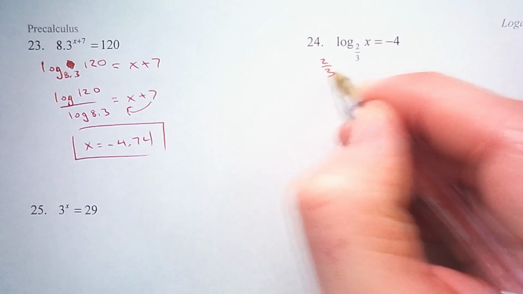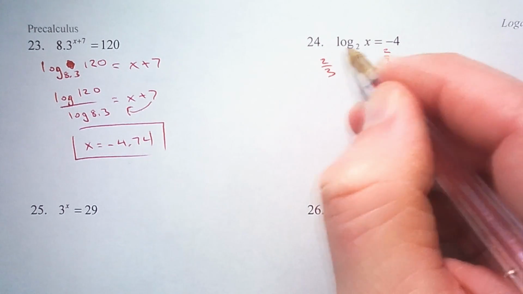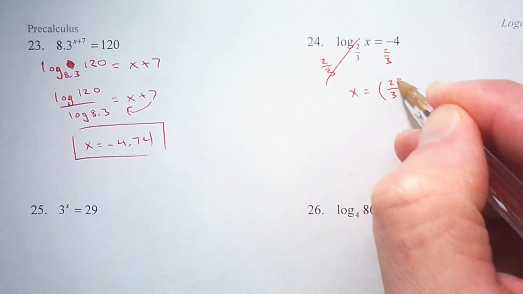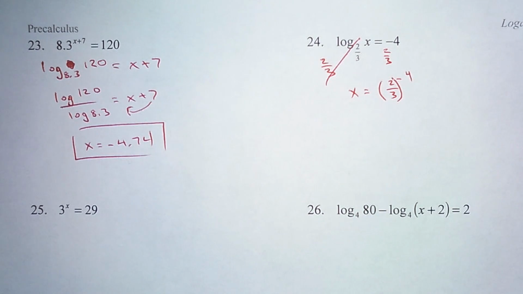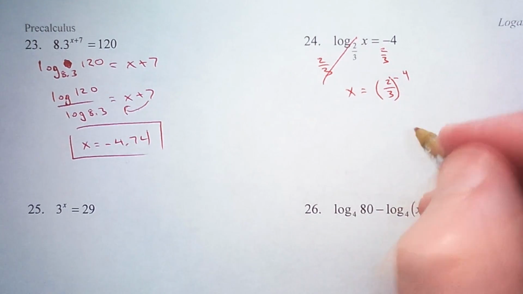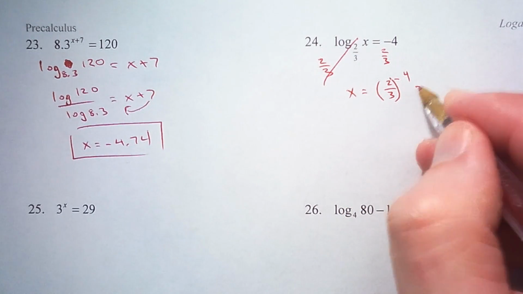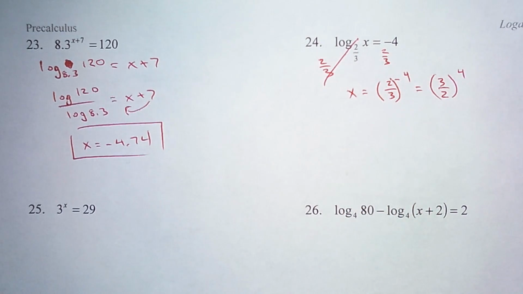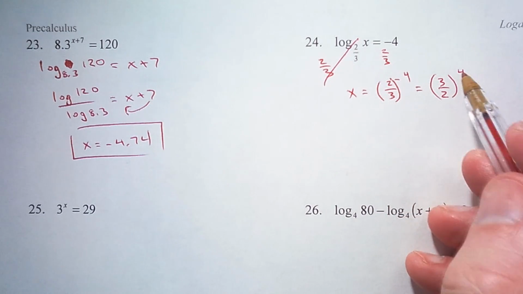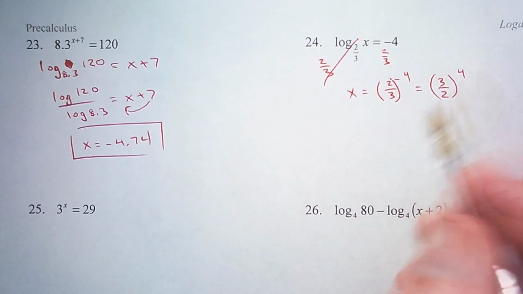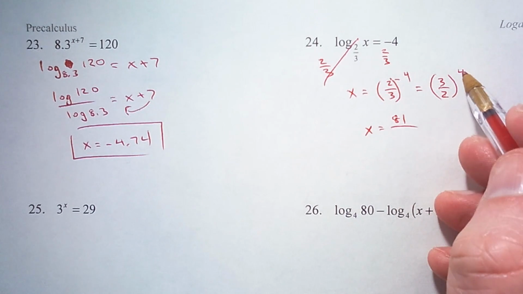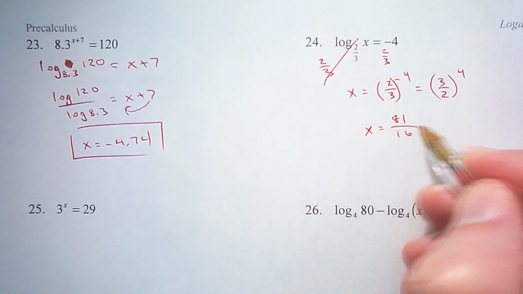Here I want to do a base 2/3 on both sides. So I get x is 2/3 to the negative 4 power. Okay, now that is the same as 3/2 to the positive 4 power. If I do the reciprocal, I change that to a positive. So 3 to the 4th power is 81. 2 to the 4th power is 16.